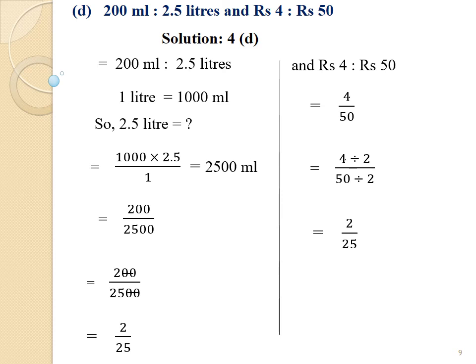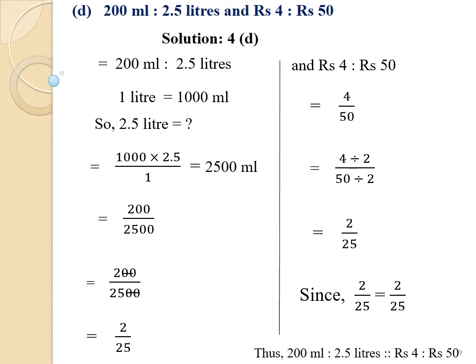Since 2 upon 25 equals to 2 upon 25, so we can say that the two ratios are in proportion. Thus, 200 milliliters is to 2.5 liters as rupees 4 is to rupees 50. Students, write the middle and extreme terms by yourself. Students, you can also solve this question by the second method. Students, note that in the second method also you have to convert one unit to another unit as the units are different. Students, solve sum B and C by yourself.